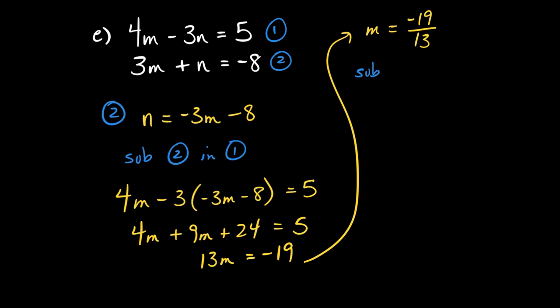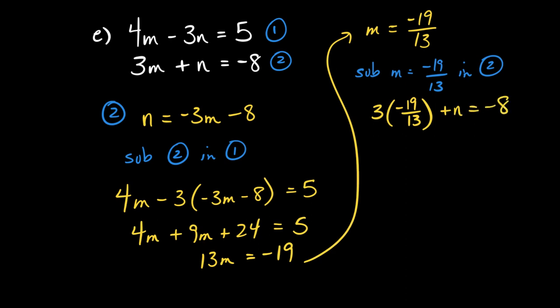Now we need to take that m value of negative 19/13, and we're going to sub it back into one of my originals, and I take a look, and equation 2 is probably going to be easier. So wherever I see my variable m in equation 2, I can replace it with what it's equal to. Okay, all this means is I've got a little bit more work to do when I go through to solve that equation. I need to multiply negative 19/13 by 3.